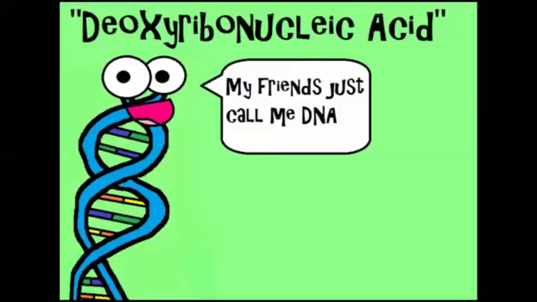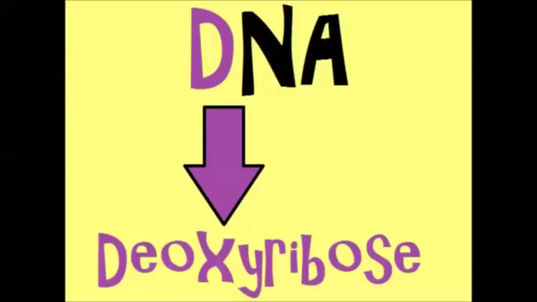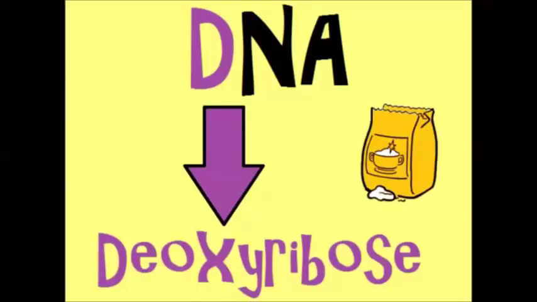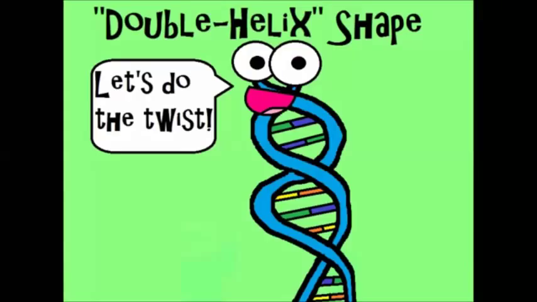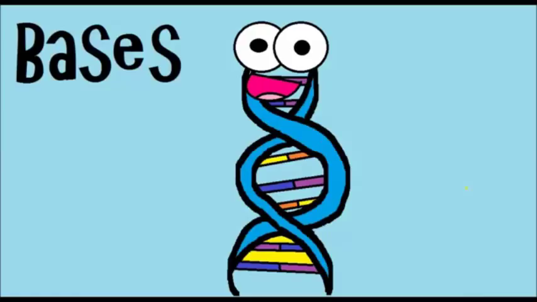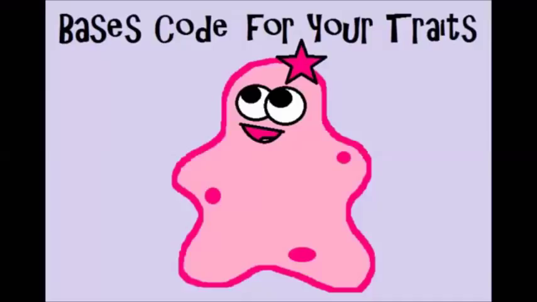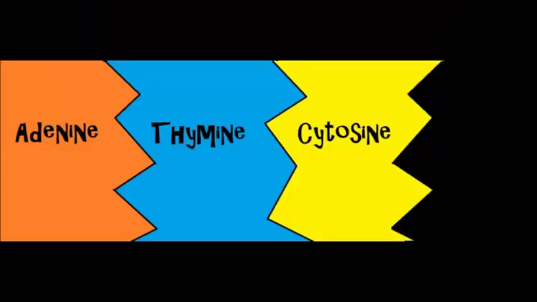So DNA stands for deoxyribose nucleic acid. The deoxyribose is a sugar, and nucleic acid is the type of biomolecule that it is. DNA is also double-stranded. That means it has 2 strands, and it's in a double helix shape, also known as a twisted ladder. We also have mentioned the bases in DNA. Remember, the bases are really important because they actually code for the traits. So the bases are adenine, thymine, cytosine, and guanine.